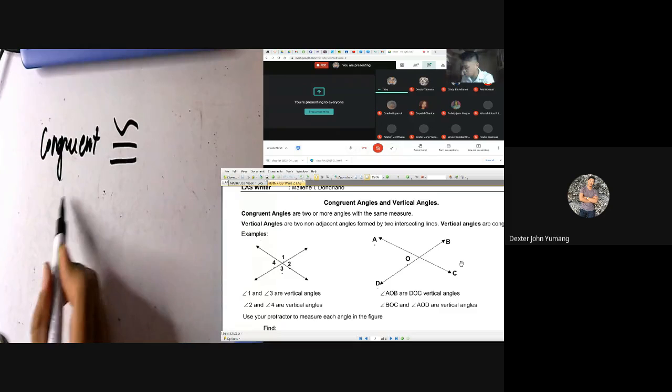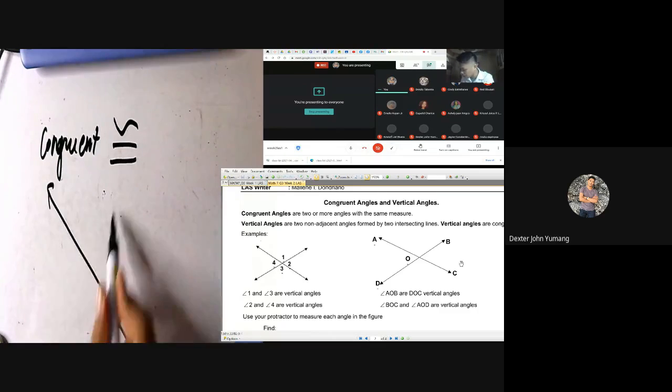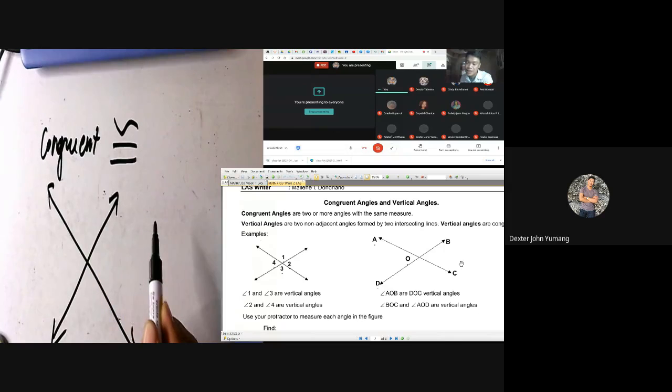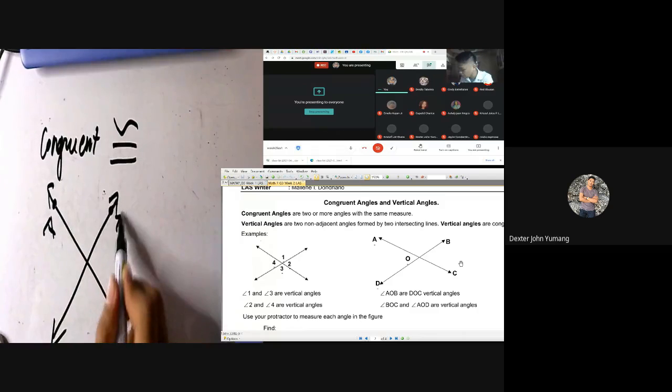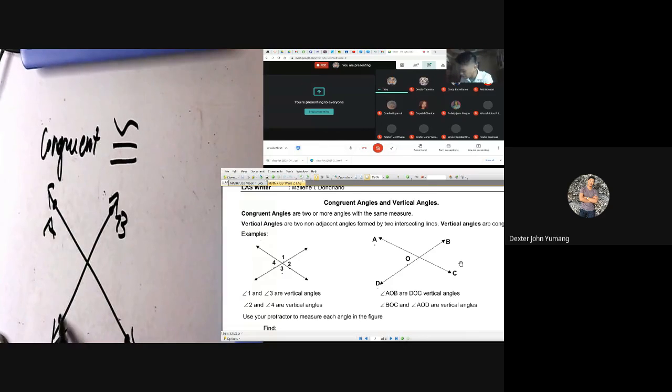Take a look at the example on your copy. You have seen there lines that intersect with each other. We have point A, point B, point C, and point D. The middle point is point O. When you say vertical angles, the angles should be opposite each other, back to back. The middle is called point O. Allow me to write O at the top.